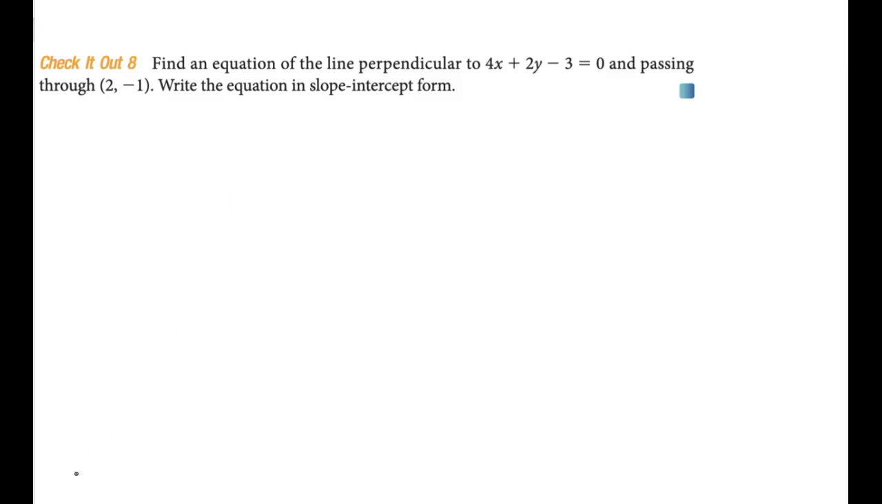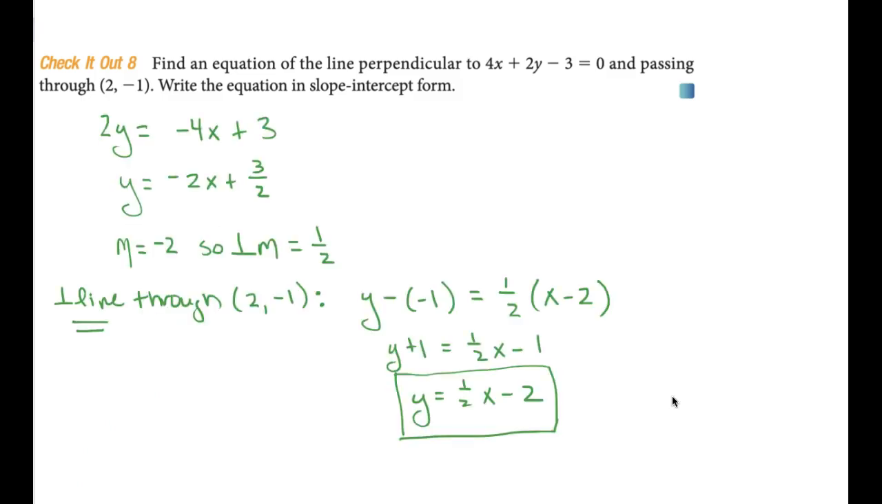Write your equation in slope-intercept form in the Edpuzzle. Okay, so you should have gotten y equals 1/2 x minus 2. If you didn't, take a look at my work here. Don't forget you need to go from finding the slope to finding the negative reciprocal because it's perpendicular. So the slope of the new line is going to be 1/2.